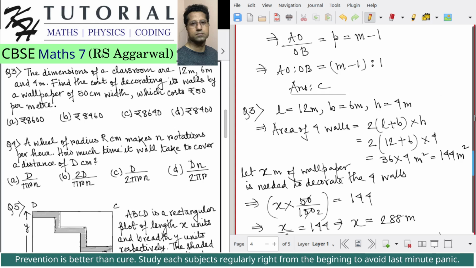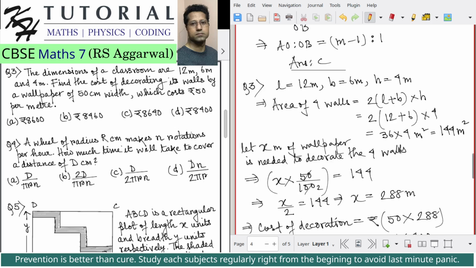Find the cost of decorating its walls by a wallpaper of 50 centimeter width, which costs rupees 50 per meter. So we have to find the length of the wallpaper that is required so that it will entirely cover all the 4 walls. That is, its area will be equal to the area of the 4 walls. So if we consider x meter of wallpaper is required, then the area of the wallpaper will be x multiplied by 50 centimeter. Breadth is 50 centimeter. So 50 centimeter in meter is 50 by 100.